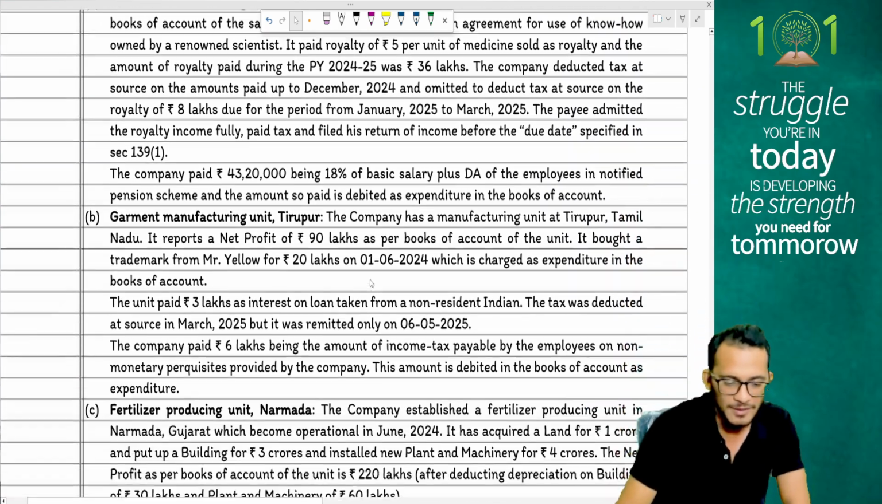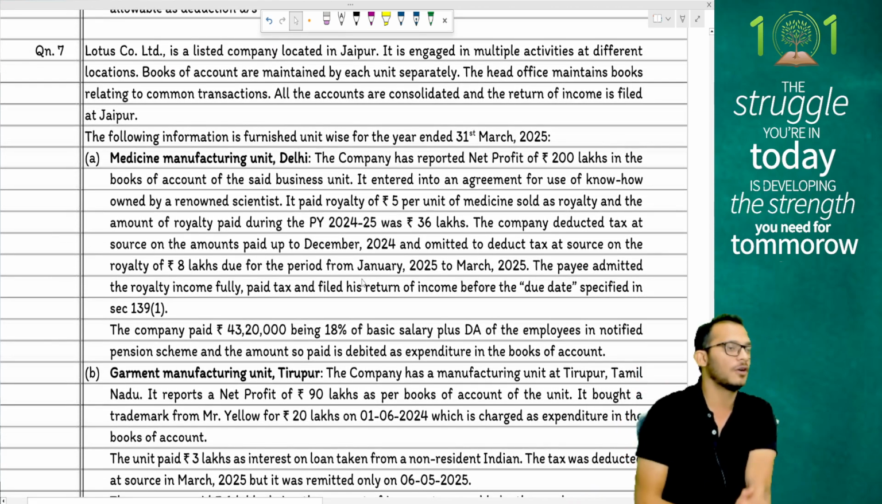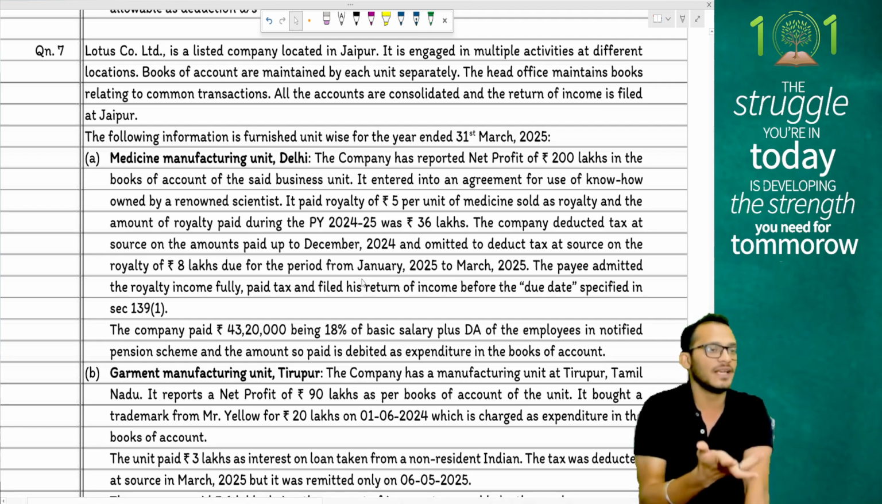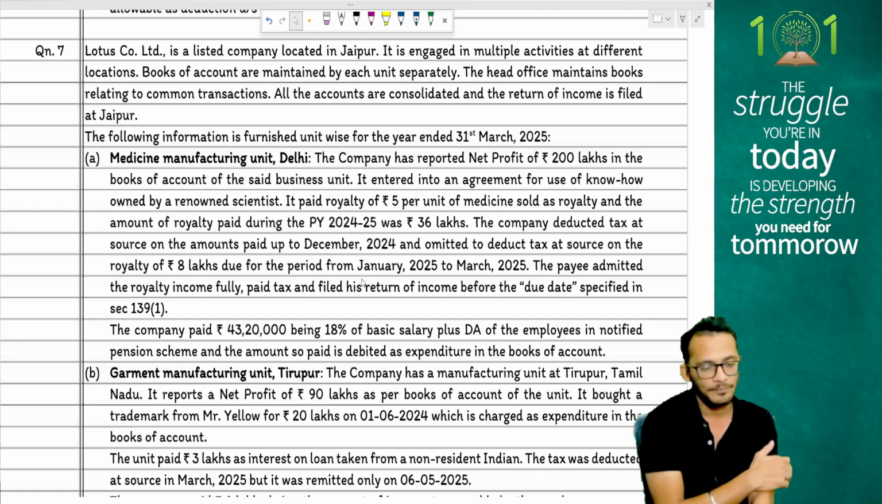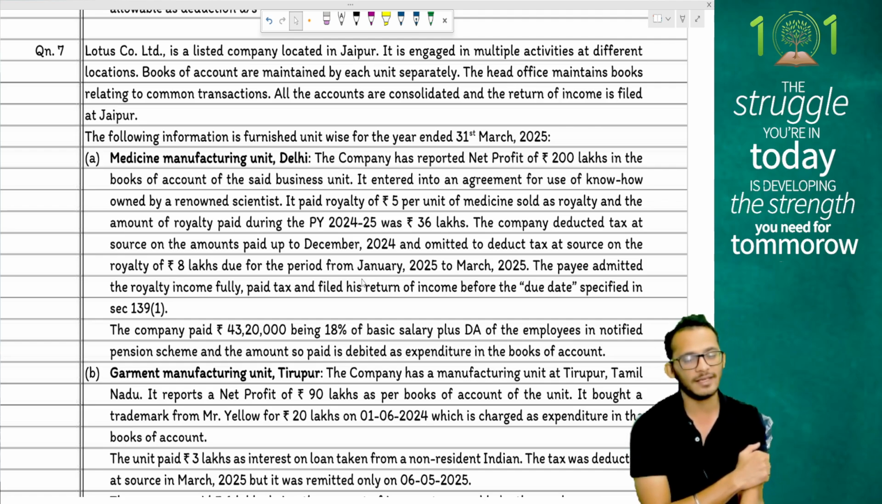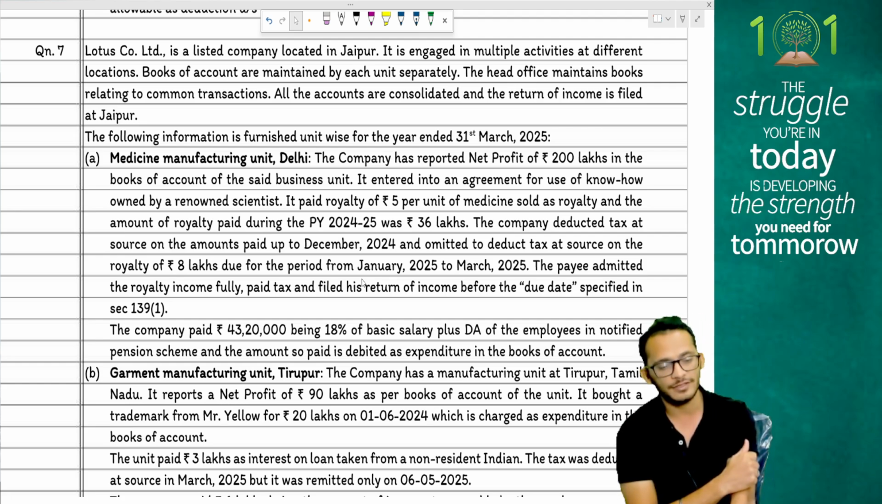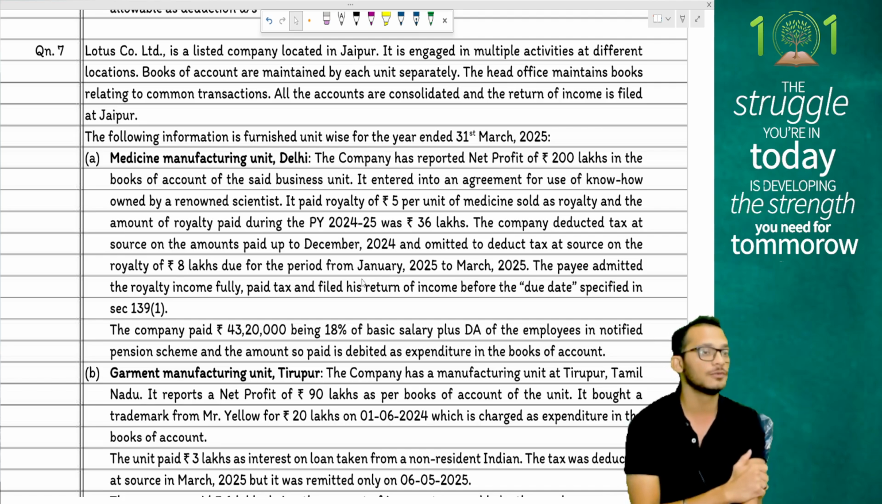Okay. People, this was a weird question which I probably put out not because it's complicated, but the kind of information they gave in the question suddenly felt overwhelming for most of the students and they chose to ignore it. But it is a beautiful set of question, people, which has no complications. If you understand this carefully, you can easily solve this. Look at question number 7. It says Lotus Limited is a listed company located in Jaipur. The company is engaged in multiple activities at different locations and the books of accounts are maintained for each unit separately.